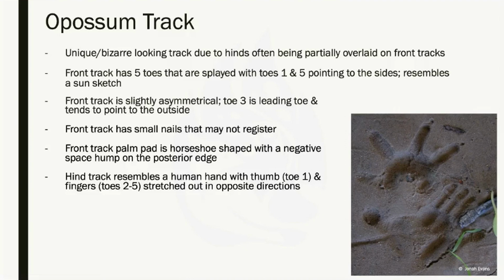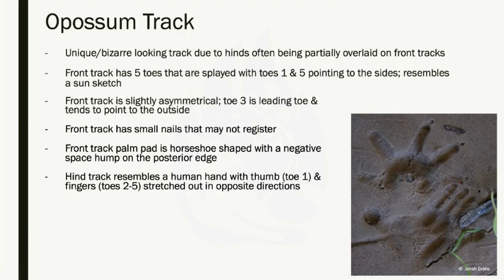The hind track is a really cool track, and I think it very much looks like a human hand. If you were to put your thumb out and then point all your fingers to the outside, and then maybe spread your index, or your pinky finger out a little bit, that's almost exactly what a possum track looks like. And that thumb obviously is what enables them to be such good tree climbers. And so you can use that. When you see this, you just know instantly it's a possum. Okay. And so the thumb points to the inside.